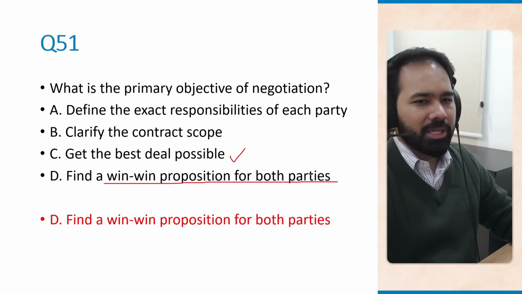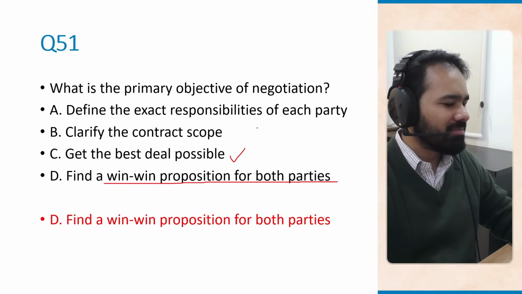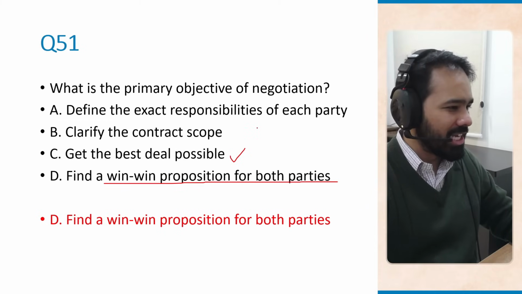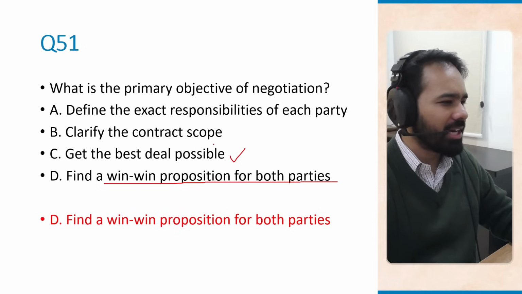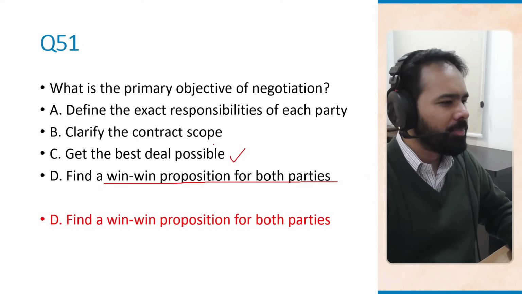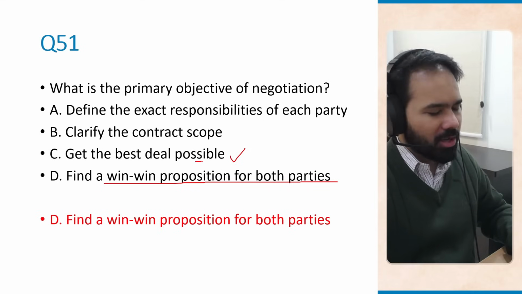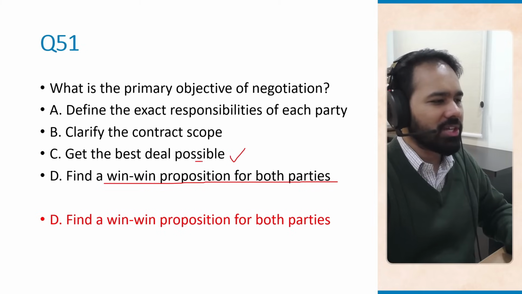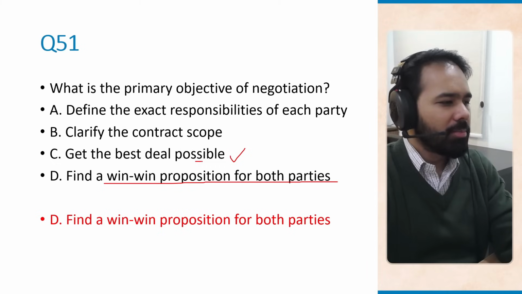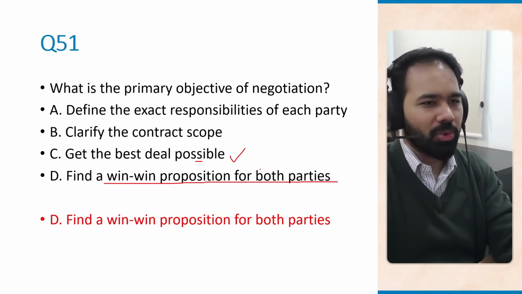When it comes to defining exact responsibilities, which is option A, this is not something which is part of negotiation itself. Even option B, clarifying the contract scope, again, is not part of negotiation. It could be outcomes of the negotiation, but not the primary goal. Best deal possible, option C, leans towards a win-lose kind of scenario, which is definitely not ideal. So negotiation is all about collaboration plus making sure you are preserving the relationship that you already have.